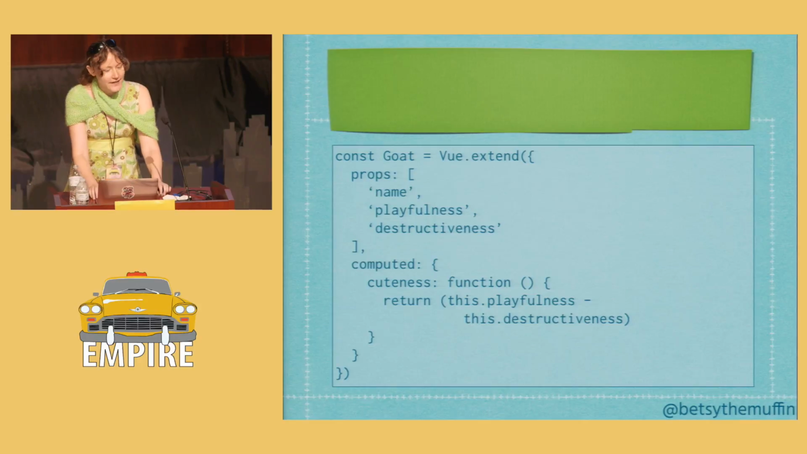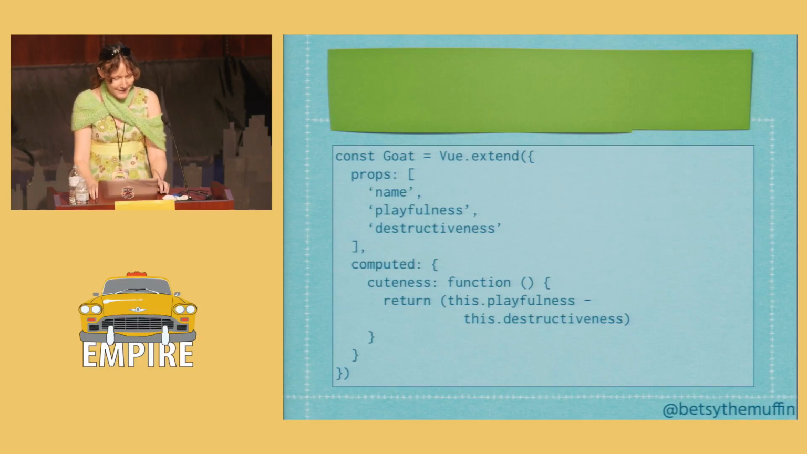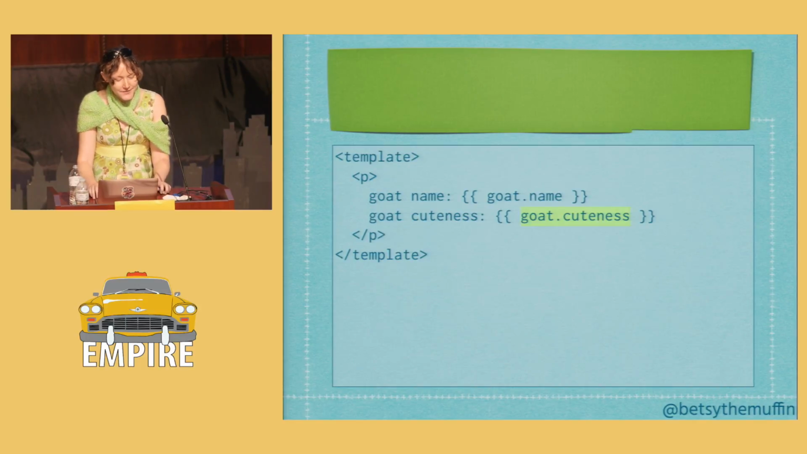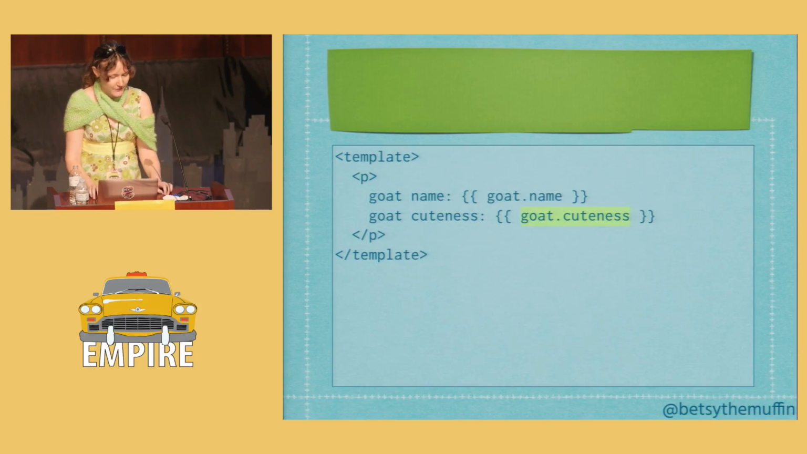And so now we can rewrite our goat class as a template-free, unmounted Vue component, in which cuteness is just another computed property, one based on the goat's playfulness and destructiveness. Then we can use it just like we'd use any other fully reactive piece of data in Vue, and treat the goat's cuteness as just another property of the goat.